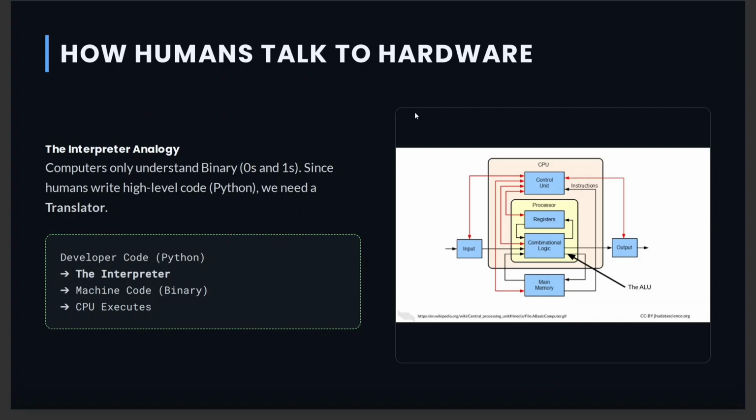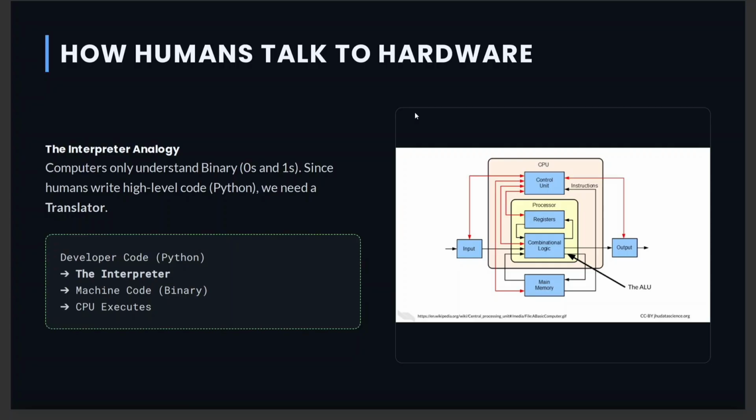Imagine you travel to a foreign country where you don't speak the local language. To communicate, you hire a translator. Programming works exactly the same way. Humans cannot efficiently write millions of ones and zeros. Instead, we write in high-level languages like Python, which reads almost like plain English.